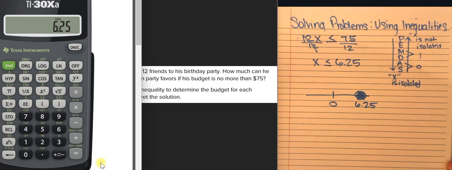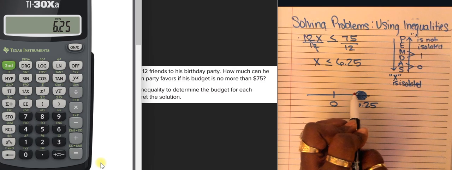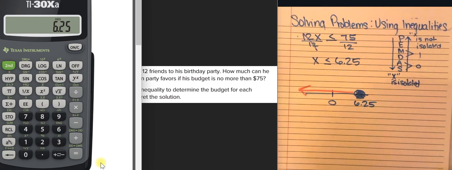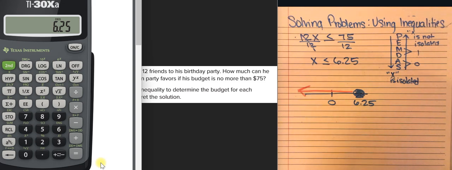So let me get a different color marker. All the values that will make this a true statement have to be to the left. It has to be smaller than $6.25.